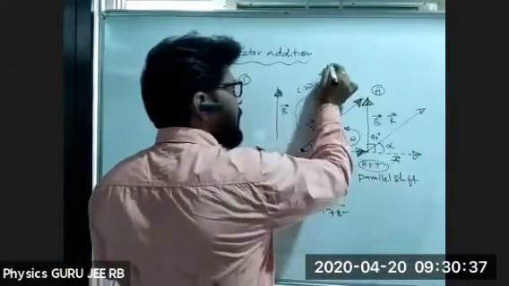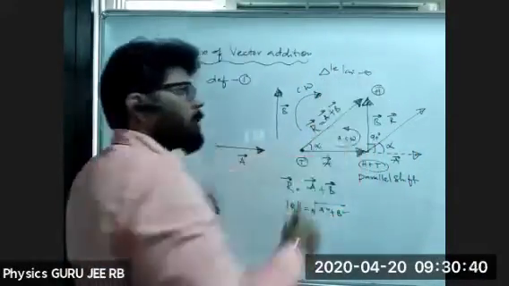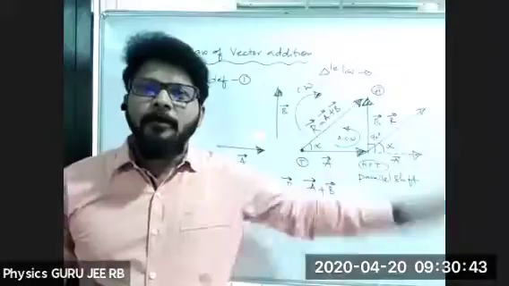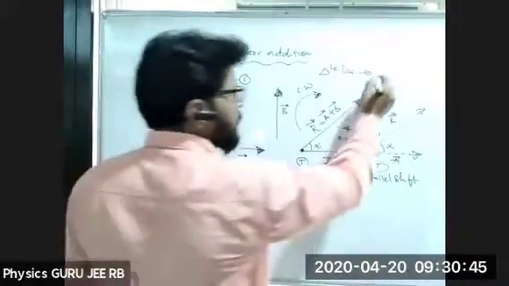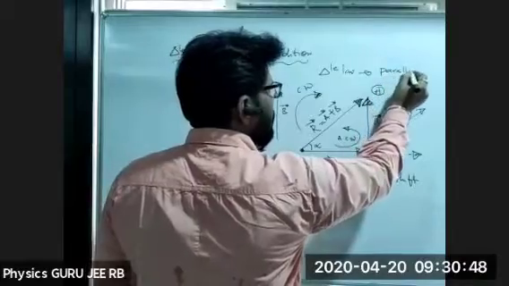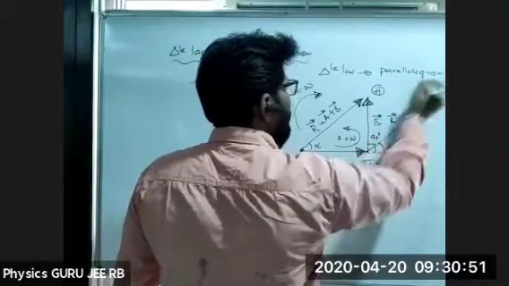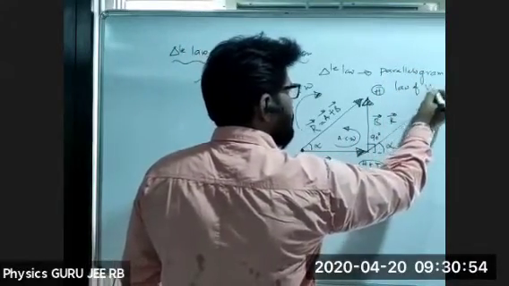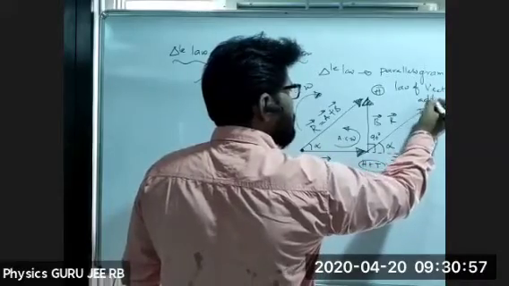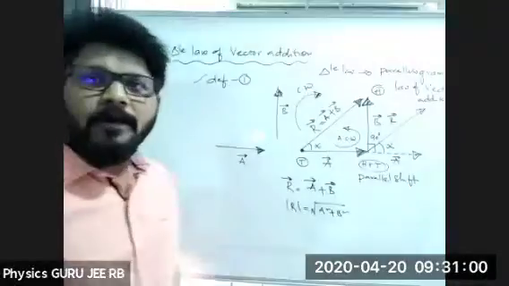So this is nothing but a triangle law to parallelogram law of vector addition. Is it clear, this one? Parallelogram law of vector addition.